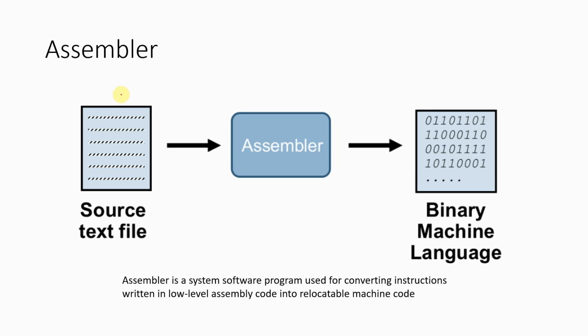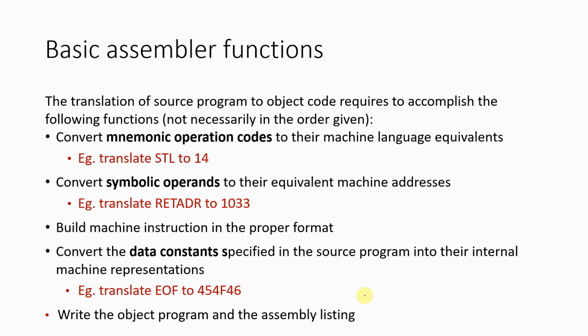Hi all, in this video we are going to see how to convert an assembly level language code into an object code. In order to do this, we have an assembler, and the assembler is nothing but a system software program which is mainly used to convert the instructions written in low level assembly level language code into a relocatable machine code or an object code.